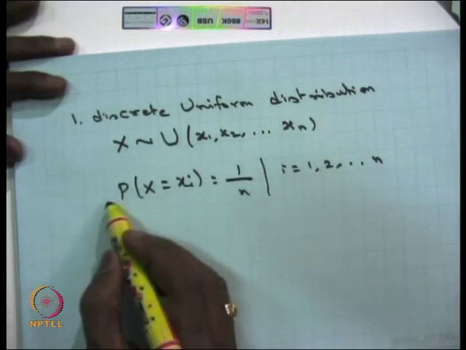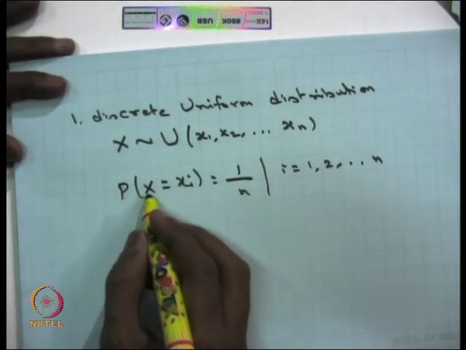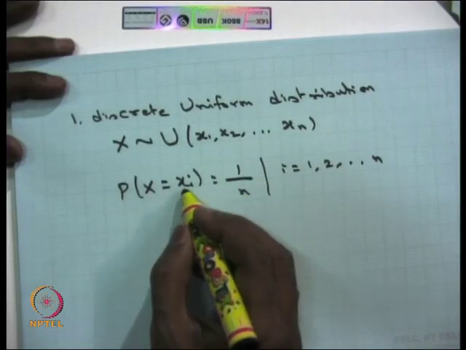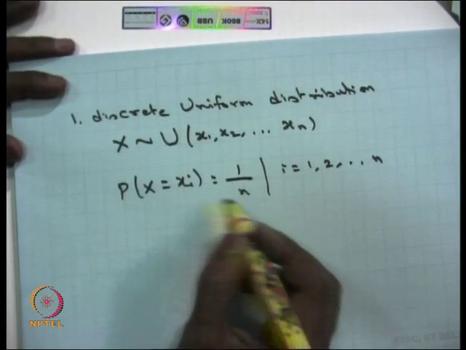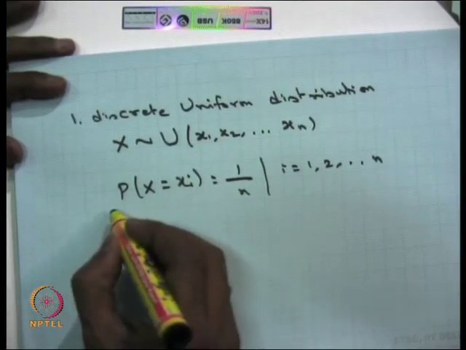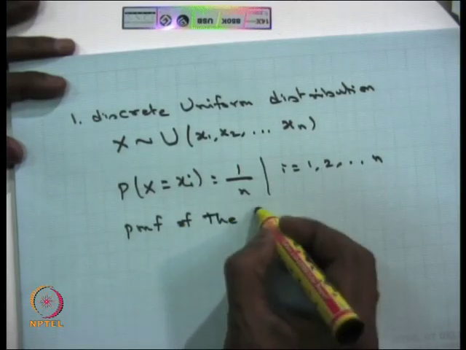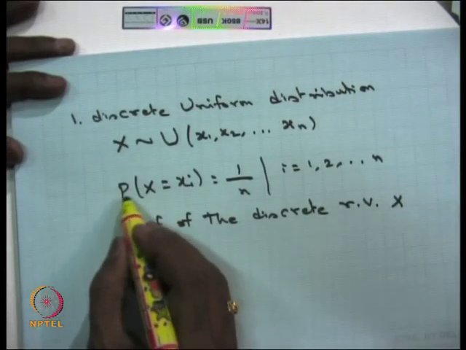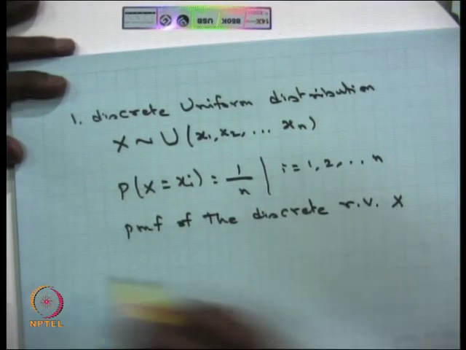That means it satisfies the property that the summation of all the probabilities is 1, and the probability of X equal to x_i is greater than or equal to 0. That means for these x_i's it is greater than 0, and at all other points it is 0. Therefore, it satisfies the probability mass function of a discrete random variable. So, the probability of X equal to x_i is the probability mass function of the discrete random variable X.